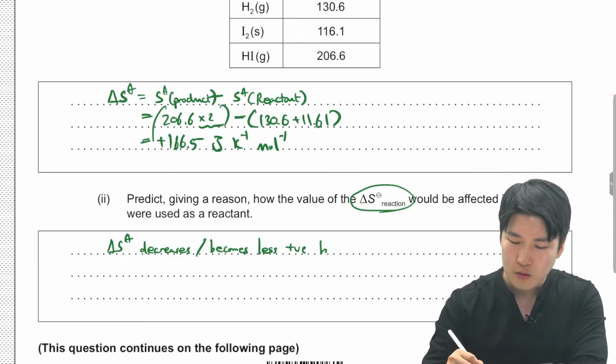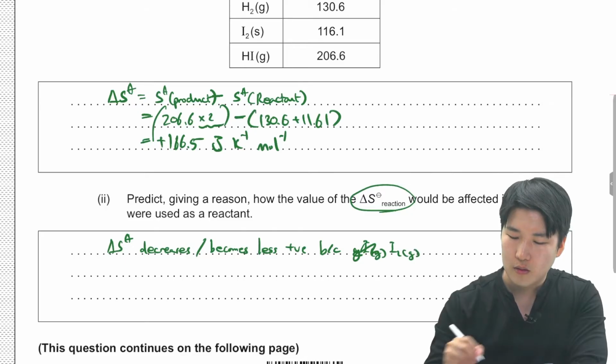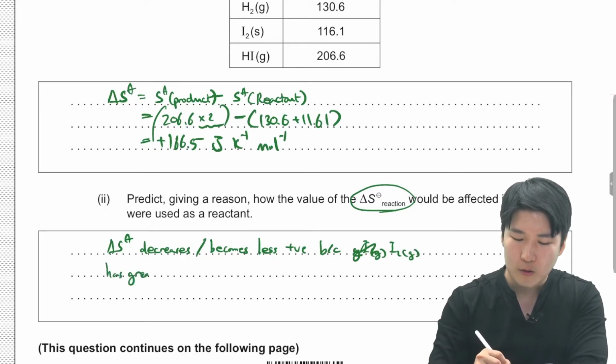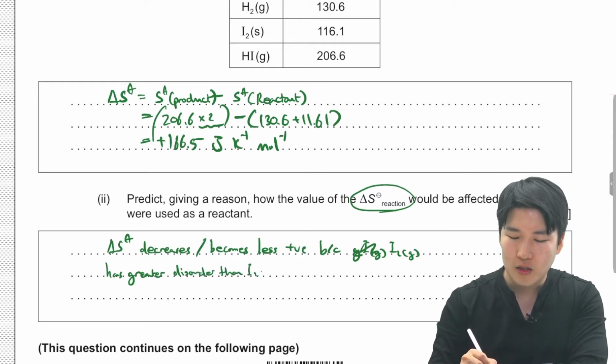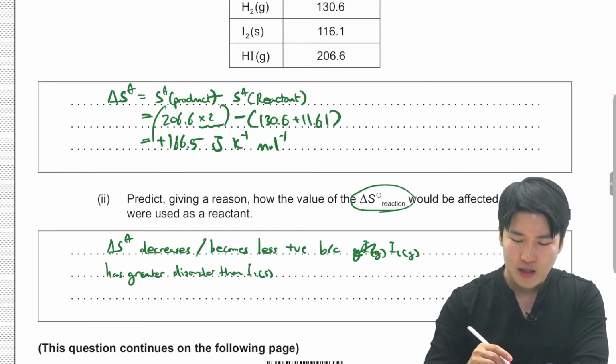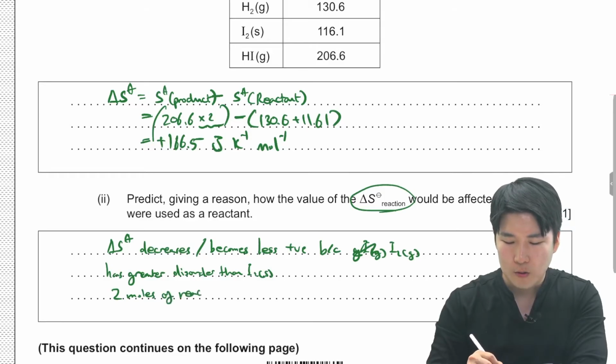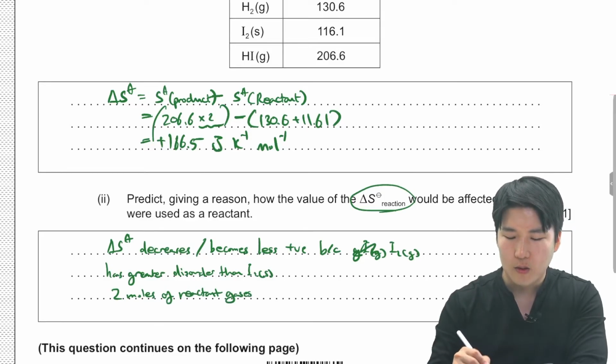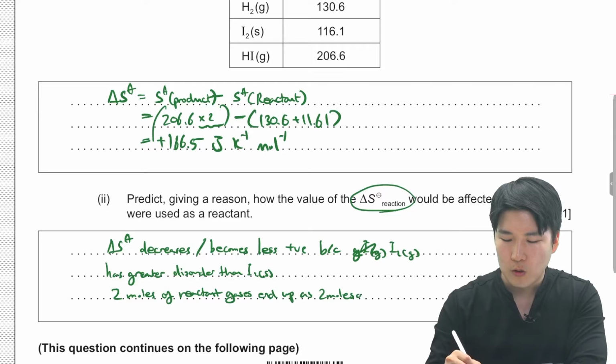Why? Because gaseous iodine has greater disorder than solid iodine. We could even say that because 2 moles of reactant gas end up as 2 moles of product gas.